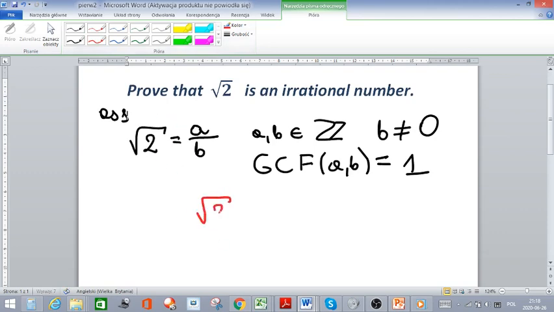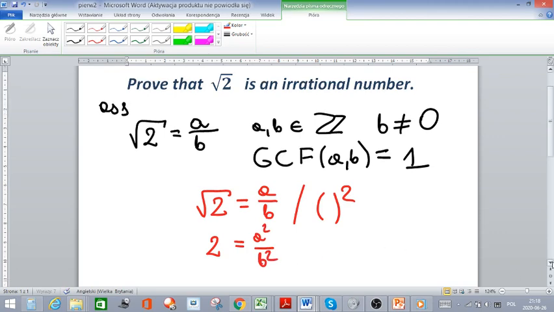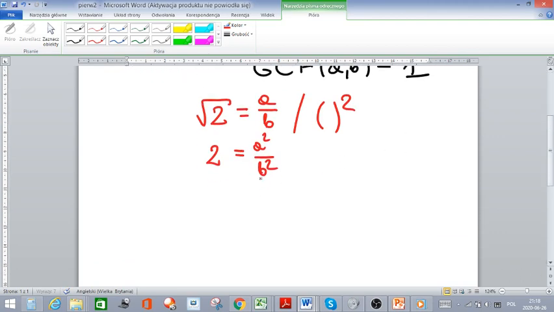So maybe I just write it again. So a over b, and now both sides to the power of 2. On the left hand side we're going to get 2 equals a squared over b squared. The next transition is that 2b squared equals a squared, and from now there will be some implications.